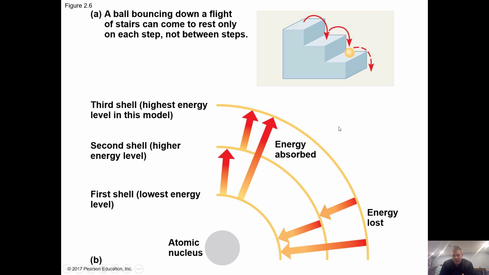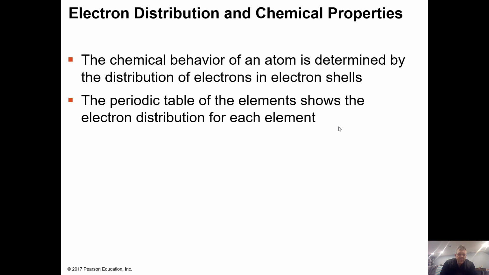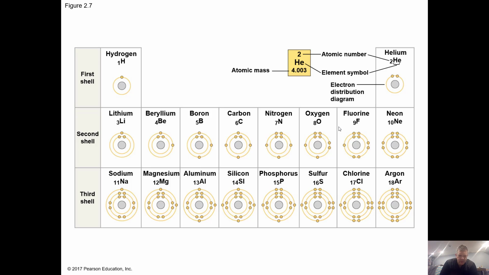We utilize this as humans in fireworks, where if you put different metals and different substances in fireworks, when they explode, they give off different colors of light. And the way the electrons are distributed within an atom will tell us about the chemical reactivity and chemical properties of that atom or element.